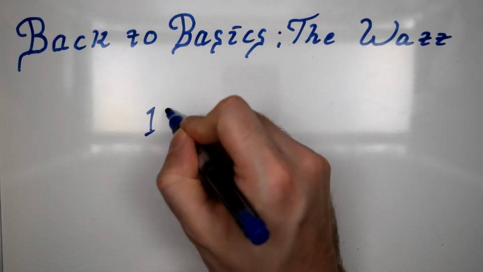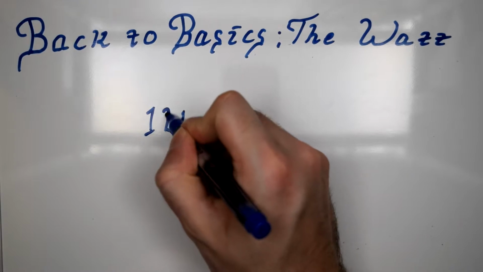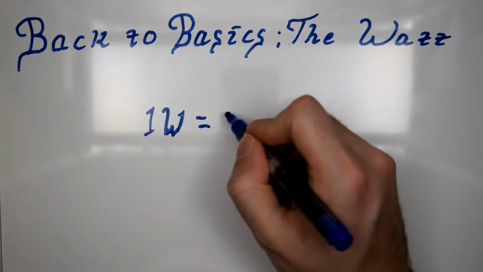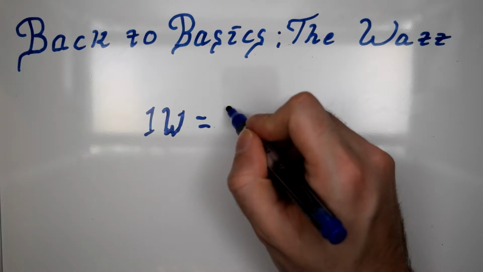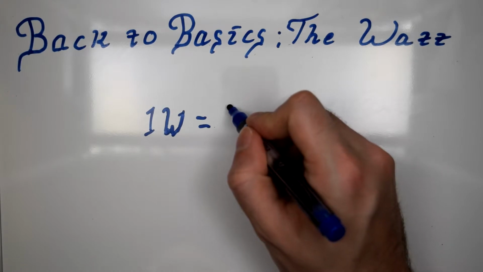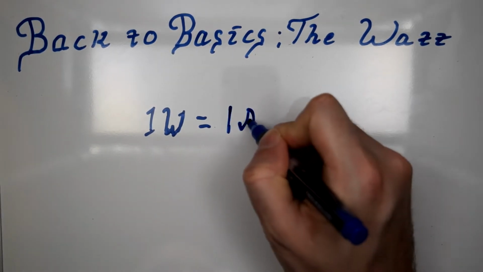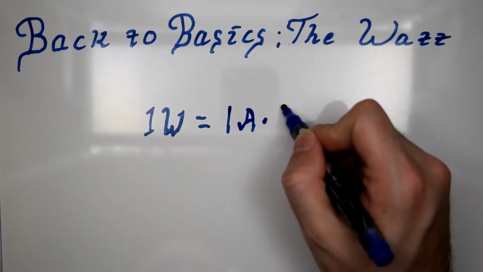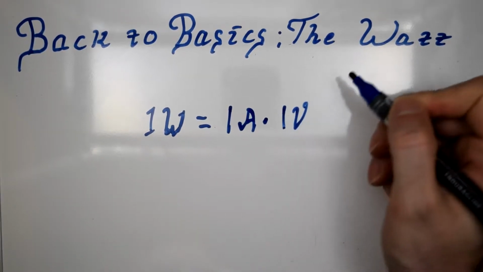1 watt is equal to the amount of electrical work performed when a current of 1 amp flows across an electrical potential difference of 1 volt.